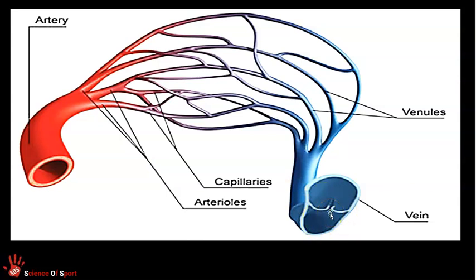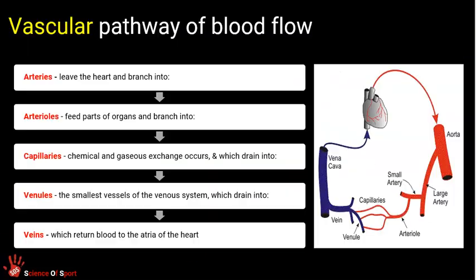Typically, blood in veins is deoxygenated. The exception to that is also the pulmonary vein, and again I'll show you that later. So broadly speaking, we've got arteries, arterioles, capillaries, venules and veins.